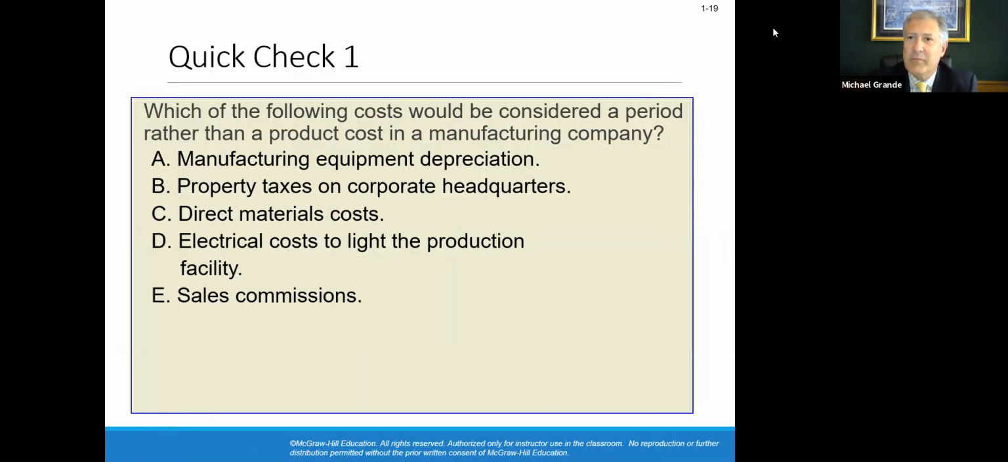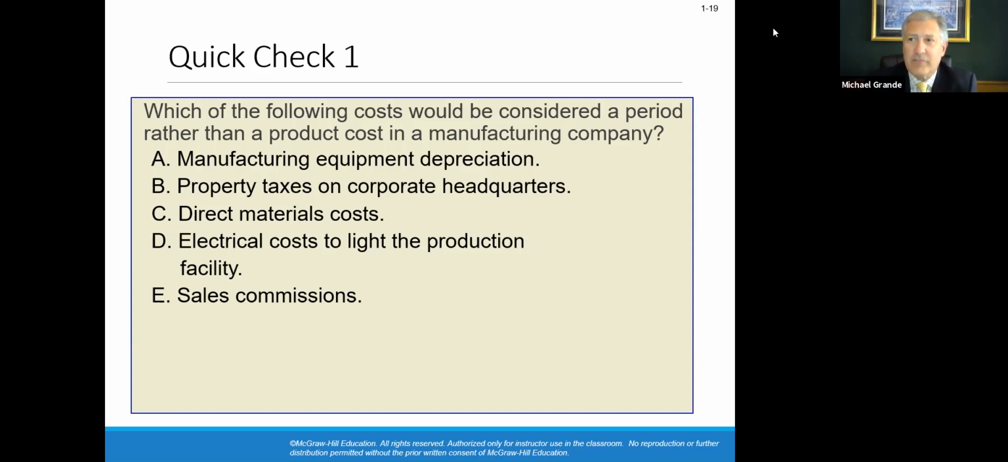Let's have a quick question. Which of the following costs would be considered a period rather than a product cost in a manufacturing company? Now, more than one answer is acceptable here. Manufacturing equipment depreciation. That's a product cost. That's part of manufacturing overhead. Property taxes on corporate headquarters, not the factory. That's one of them. That's a period cost.